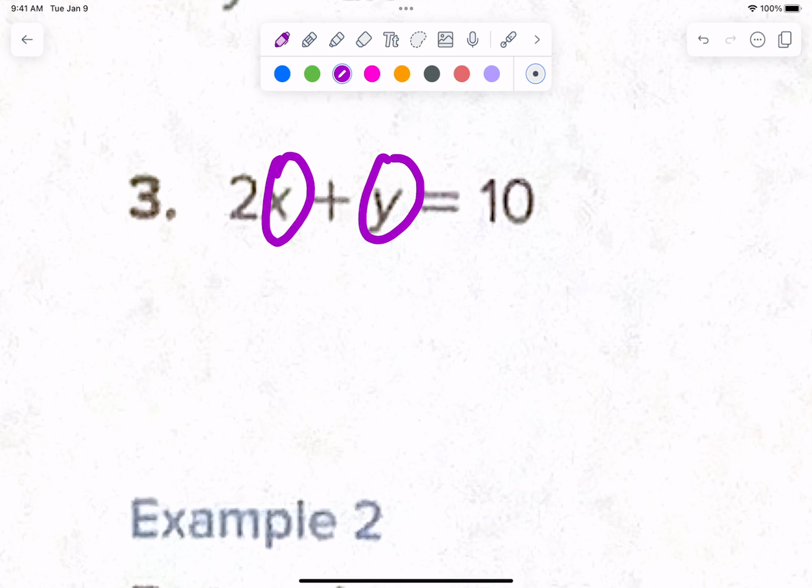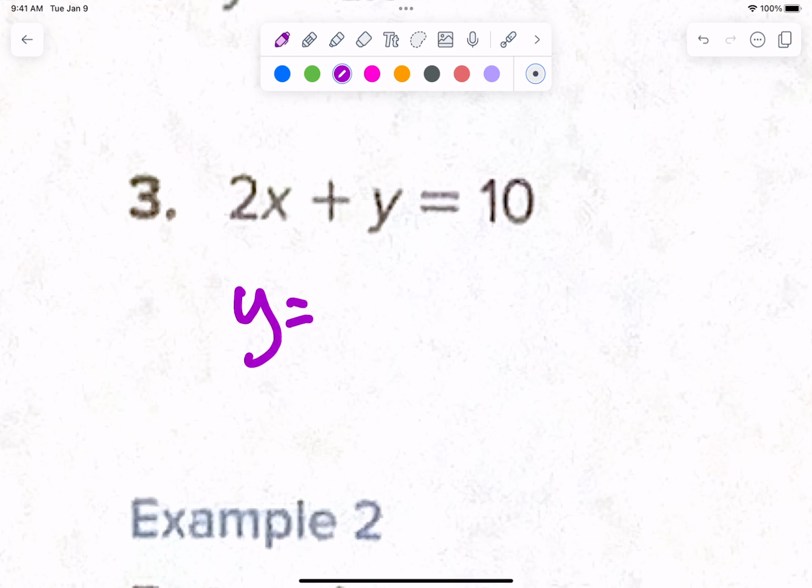Here's what I want you to solve for. I want you to put it in y equals mx plus b form, so get it where the y is by itself. Do that real quick. The next thing we're going to do is graph it. So after you do that, go ahead and graph it.